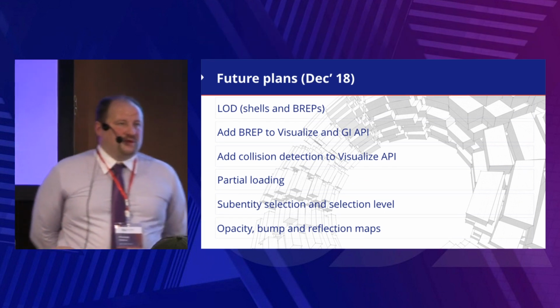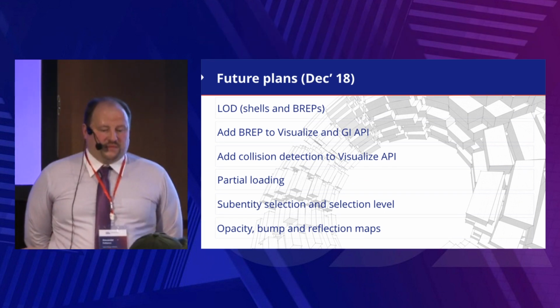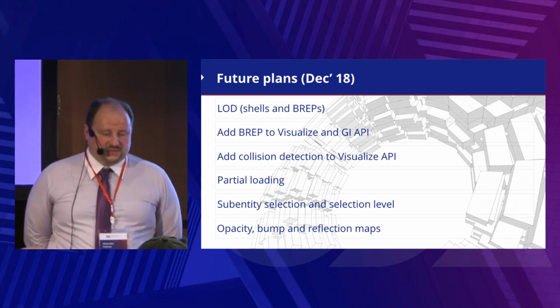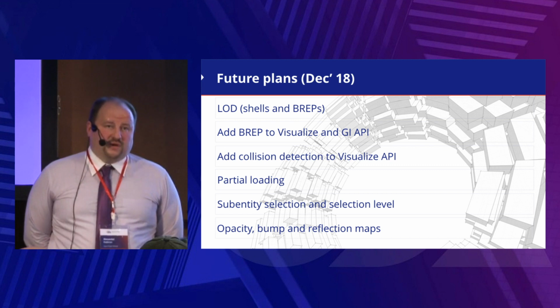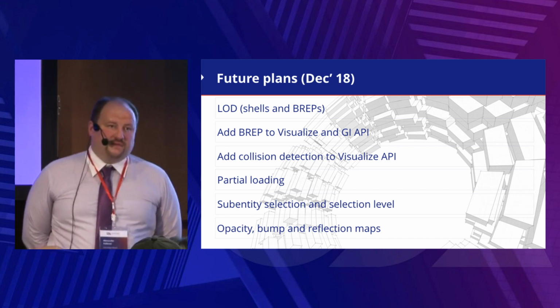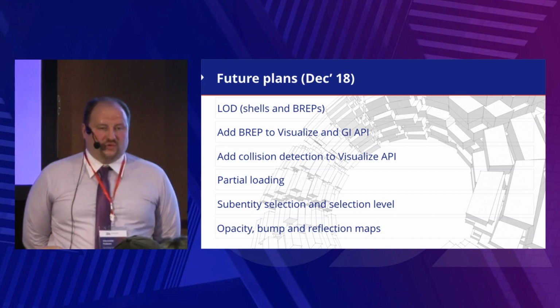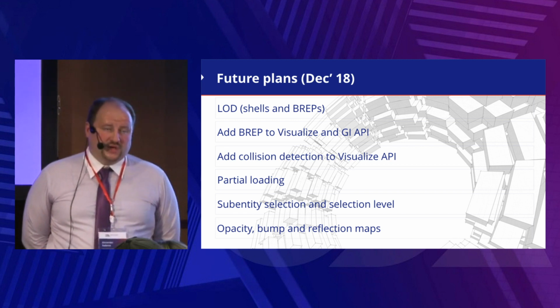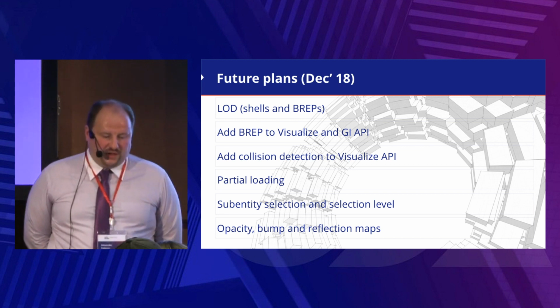Now about the future plans. First of all, it's the implementation of level of detail for shells and for BREPs. And if we speak about BREPs, and remember the new tessellation, which was discussed a little bit earlier, we should add the BREP interface to our Visualize API. Our next goal is to add collision detection to our Visualize API, because now we support it only on the low-level GI API.